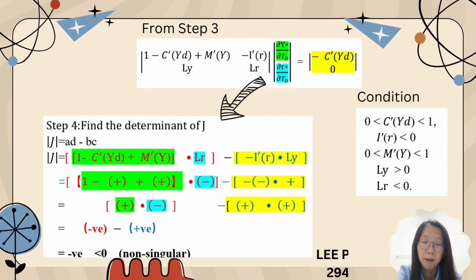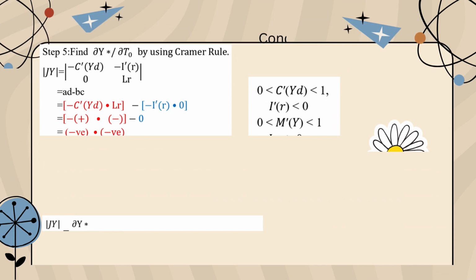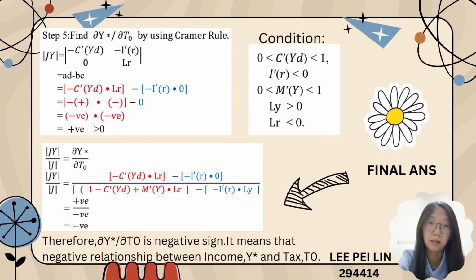After we form the Jacobian matrix form, now we can find the determinant of the Jacobian. The formula is AD minus BC, so we substitute all the terms into AD minus BC and evaluate it. We can evaluate it based on the conditions given by the question, and you can refer to the solution step by step. Finally we get a negative value, so it is proved that the determinant of the Jacobian is not equal to 0, so it is not singular.